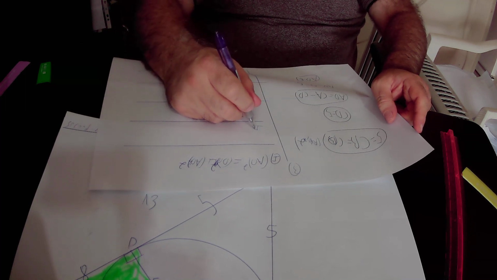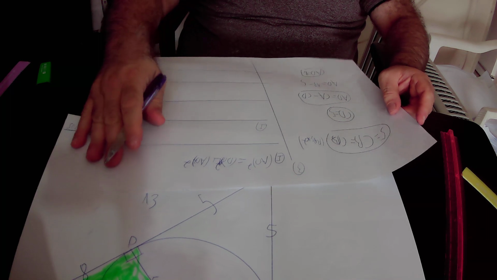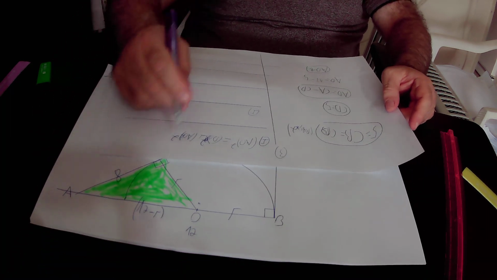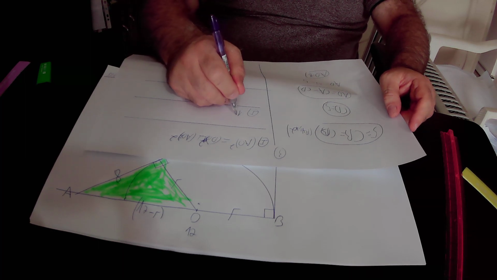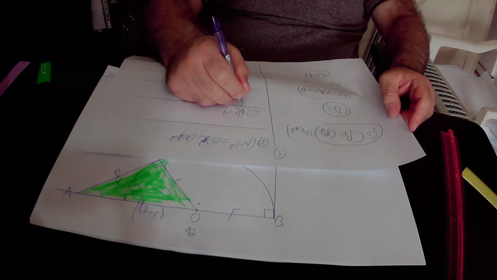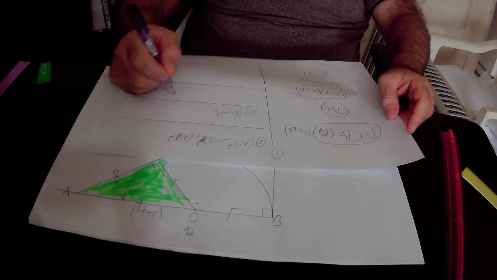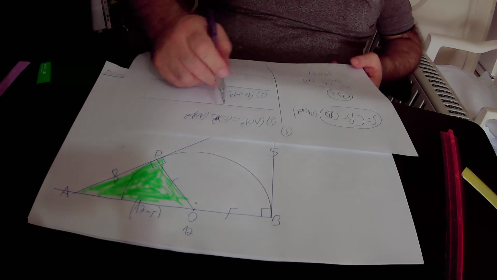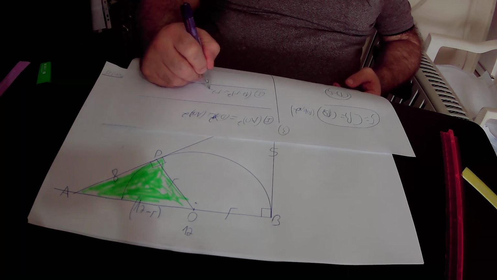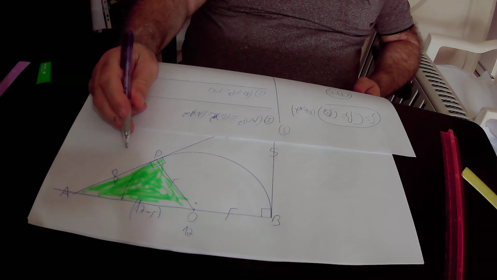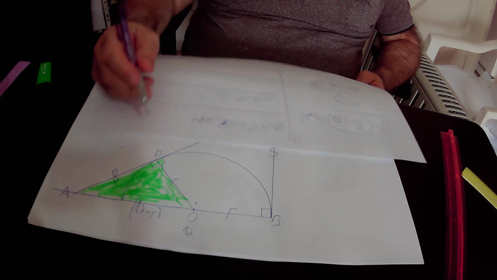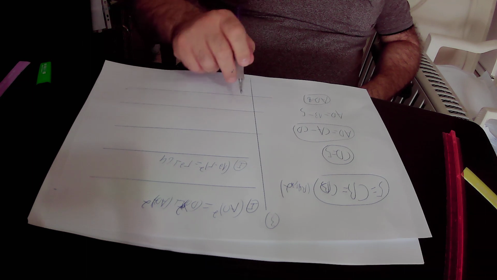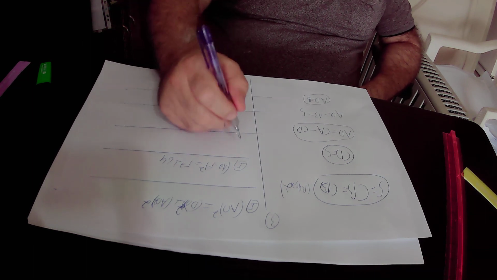So AO is 12 minus R. Therefore, AO square is (12 minus R) square. And it equals DO square. DO is R, so DO square is R square, plus AD square. AD equals 8 units, so AD square is 8 square. 8 square is 64.